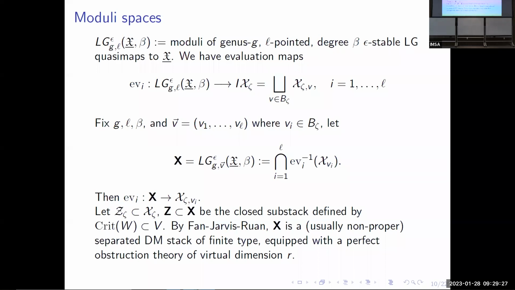Sorry? The LG quasi-maps. Yes, they don't involve the superpotential. The moduli space doesn't depend on the superpotential. Yes. So if the critical locus of the superpotential is proper in our target GIT quotient stack, then they prove that Z is a proper Deligne-Mumford stack.